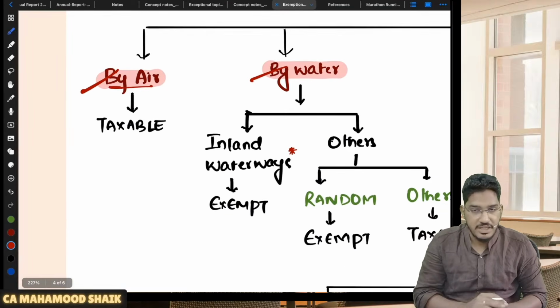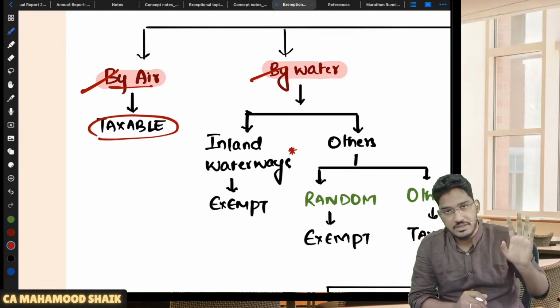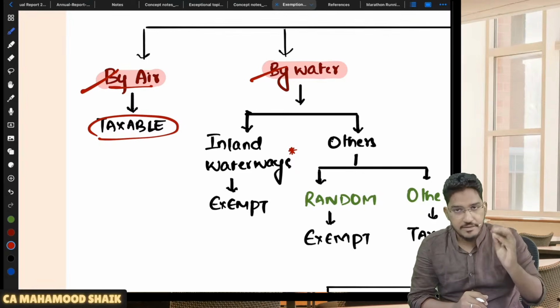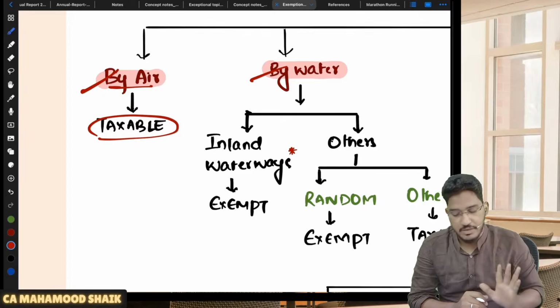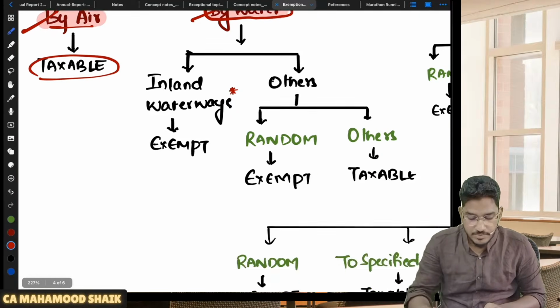If the goods are transported by air, there will be no exemption. It will always be taxable. No exemption, nothing. By air, if you are transporting the goods, you will always be liable to pay the amount of GST. If the goods are getting transported by water, through water if you are transporting the goods.